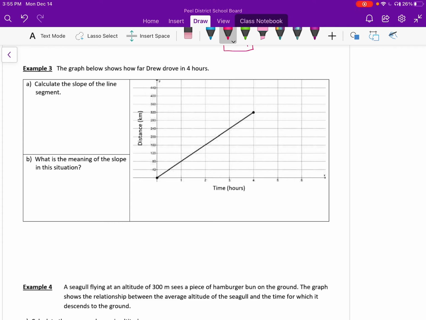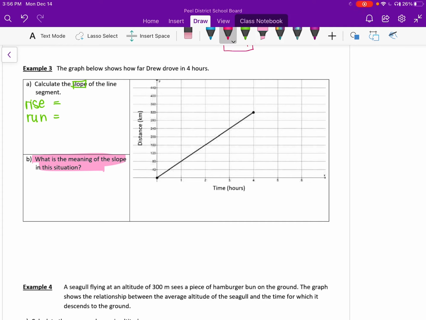So it says calculate the slope, right? So if I know I'm looking for slope, I know I'm looking for a rise, and I know I'm looking for a run, right? It says calculate the slope of the line. And then the second question it's asking us is actually more important. What does that mean? I don't care if you can calculate the slope if you don't know what it means, right? So let's go over that.